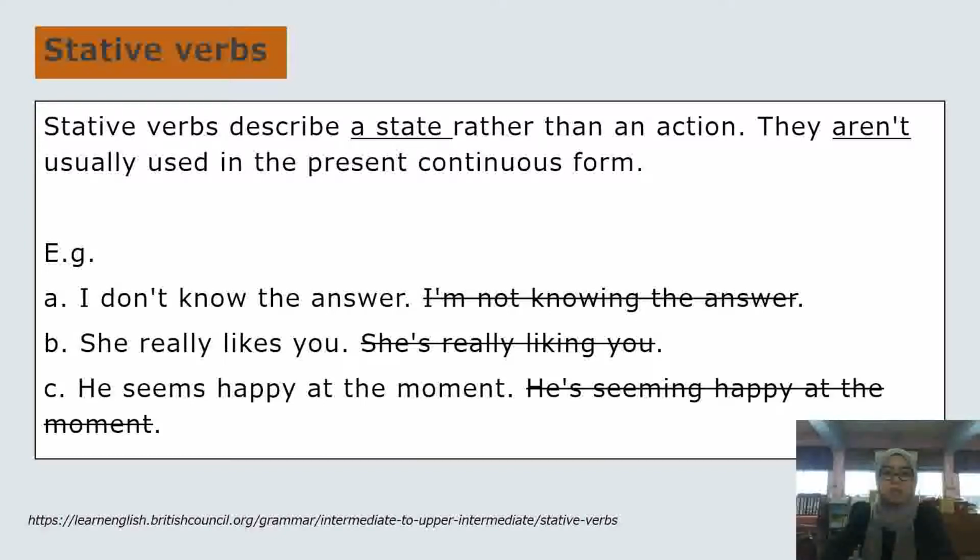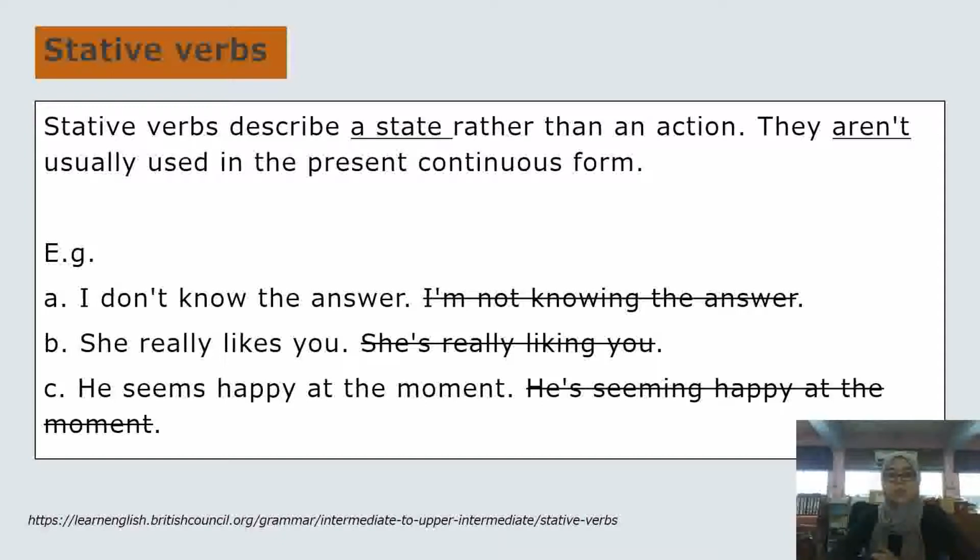The first example: I don't know the answer. This is a stative sentence, and we do not write I'm not knowing the answer. When it comes to stative verbs, we do not use the ing or the present continuous tense. Number 2: she really likes you. This is a stative sentence, but we do not say she's really liking you. So this is wrong.